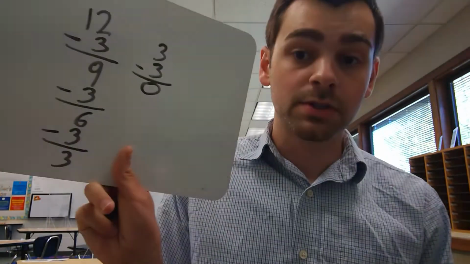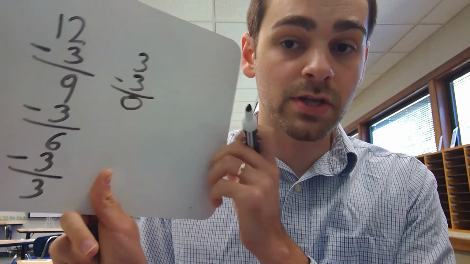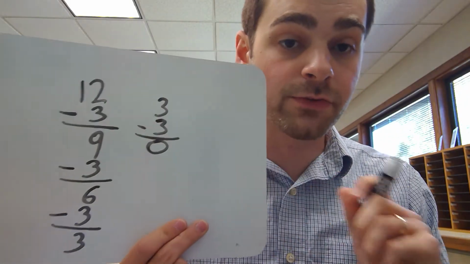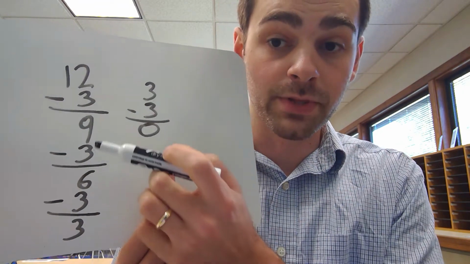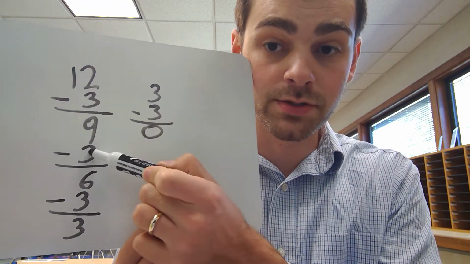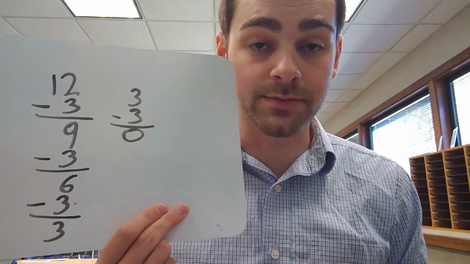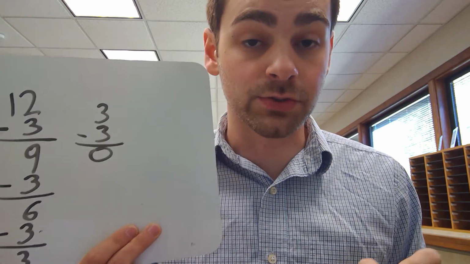3 minus 3 equals 0. So now I've reached 0. So that means that I should know my answer. So 12 divided by 3 equals 4 because I've subtracted 4 times. 1, 2, 3, 4 times. So that's how I know my answer is 4. And that would be the repeated subtraction strategy.